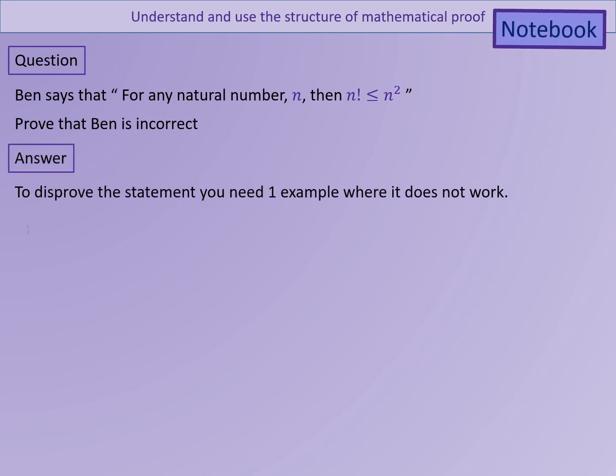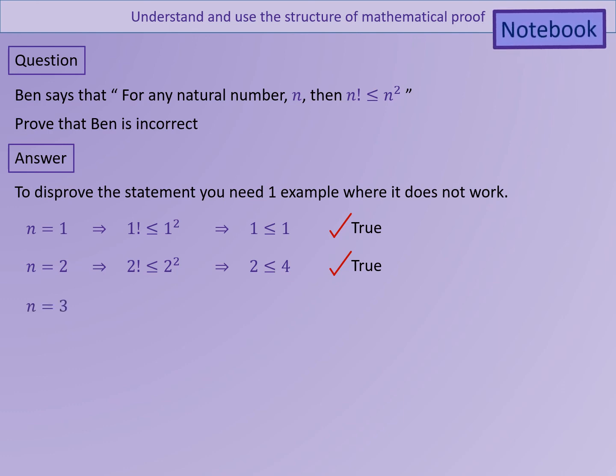So I'm going to start with n equals 1, our first natural number. And if I put n is 1 into the statement, then 1 factorial, which is 1, ends up being less than or equal to 1 squared, which is also 1, and so that is true. So far, Ben is correct in what he is claiming. So we go to 2, and again, we're going to have a look at whether 2 factorial is less than or equal to 2 squared. So 2 times 1 ends up being 2, 2 squared is 4, and so we get 2 is less than or equal to 4, which is also true. So no problems there, Ben is still correct.